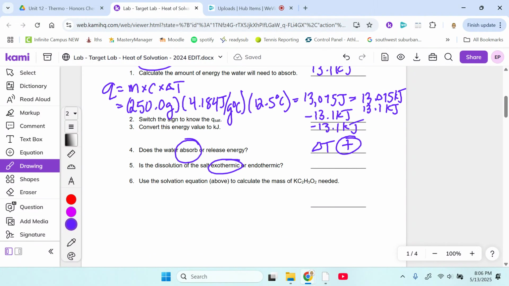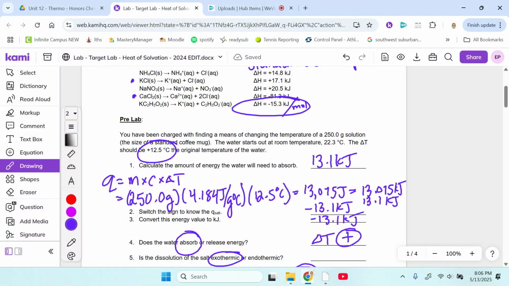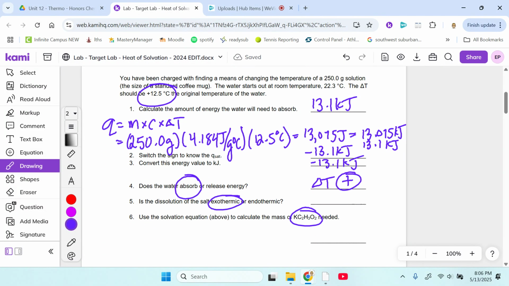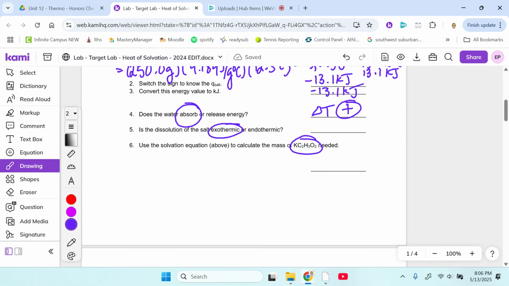Use the solvation equation to calculate the mass of potassium acetate needed. Okay, so it says let's use this salt, which you'll notice does have a negative enthalpy of negative 15.3 kilojoules per mole of salt. So we can use that in order to figure out how to change the water 12.5 degrees. But the question is, how many grams of salt do we need and how much water do we need? And then, of course, we're going to need a calorimeter to do the experiment, right? All right, so we're going to do potassium acetate.